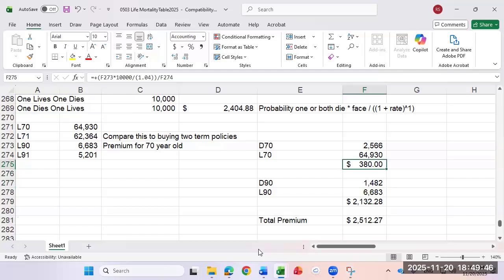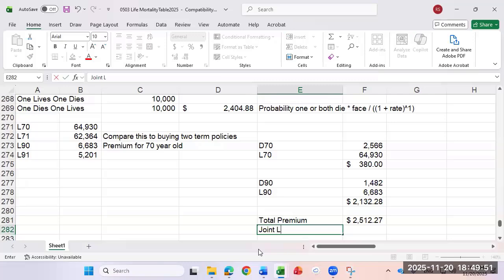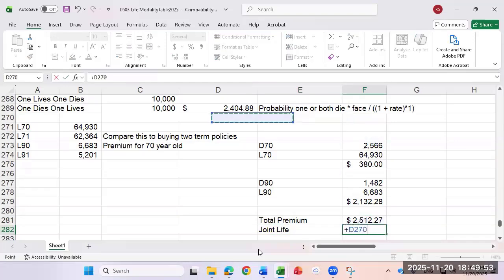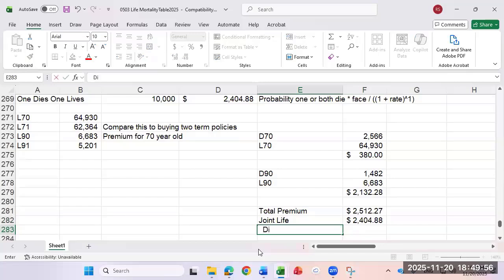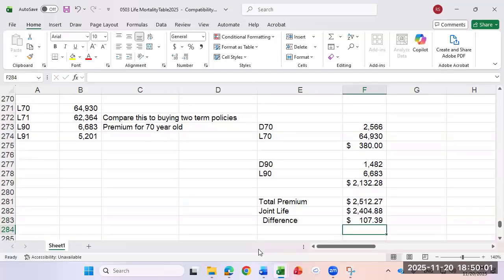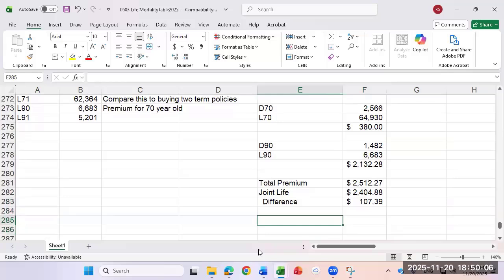So these formulas are the same formulas we've been using. Joint life we saw was 2404.88. The difference was 107.39. How can we prove that difference? What's that difference going to be? It's going to be probability both die times the face divided by 1 plus the rate. That should be the difference. If I did this right, that should be the difference.